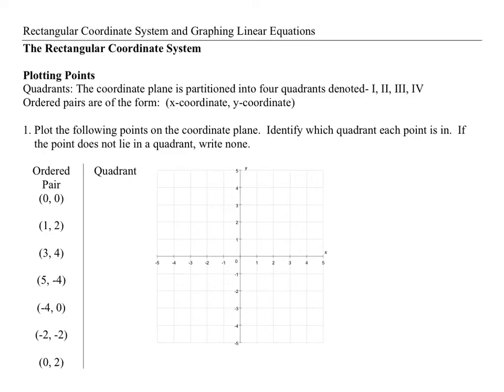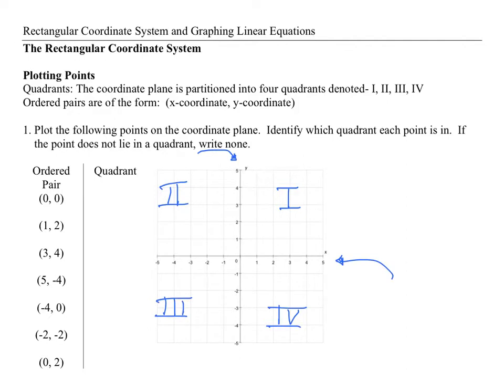This lesson is about the rectangular coordinate system and graphing linear equations. So the first thing we're going to do is plot points. There are 4 quadrants in the rectangular coordinate system. This is quadrant 1, quadrant 2, quadrant 3, and quadrant 4. And there are 2 axes, the x-axis right here and the y-axis.